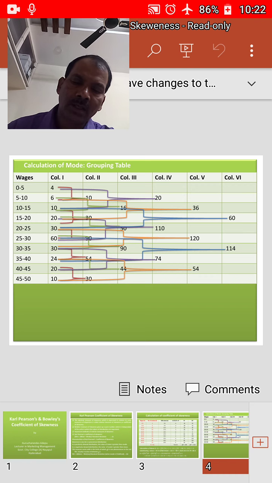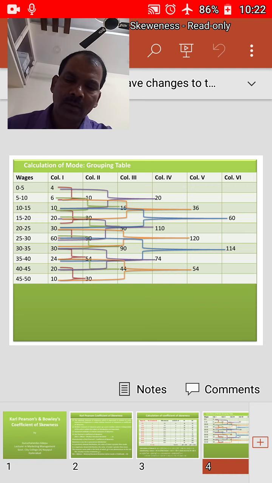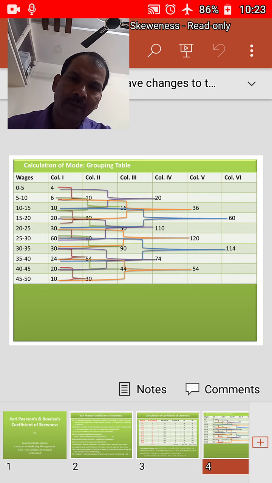In order to get the third column, you need to skip the first frequency, and leaving the first frequency, add two at a time. That is 6 plus 10, 16. 20 plus 30, 50. 60 plus 30, 90. 24 plus 20, 44. And the remaining 10 won't have any pair, hence that should be left.